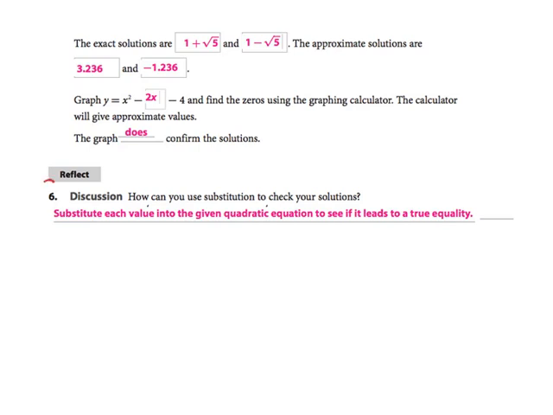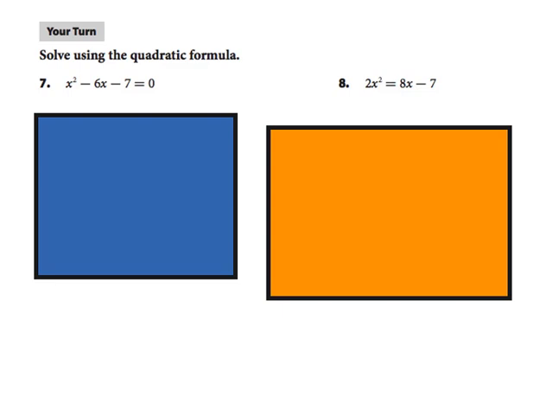Right, so then for number 6, it's a discussion: how can you use substitution to check your solution? So substitute each value into the given quadratic equation to see if it leads to a true equality. Okay, so now it's your turn to solve the quadratic equation using the formula. So once again, the formula is x equal to negative b plus or minus the square root of b squared minus 4ac all over 2a.